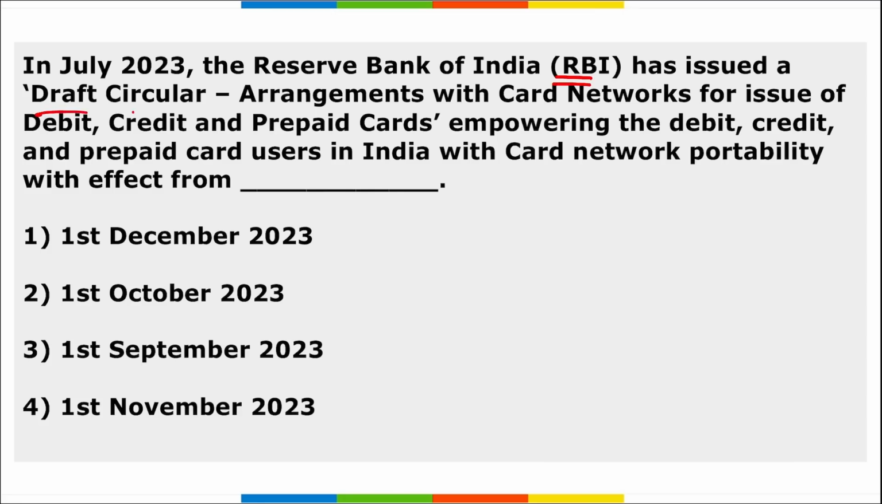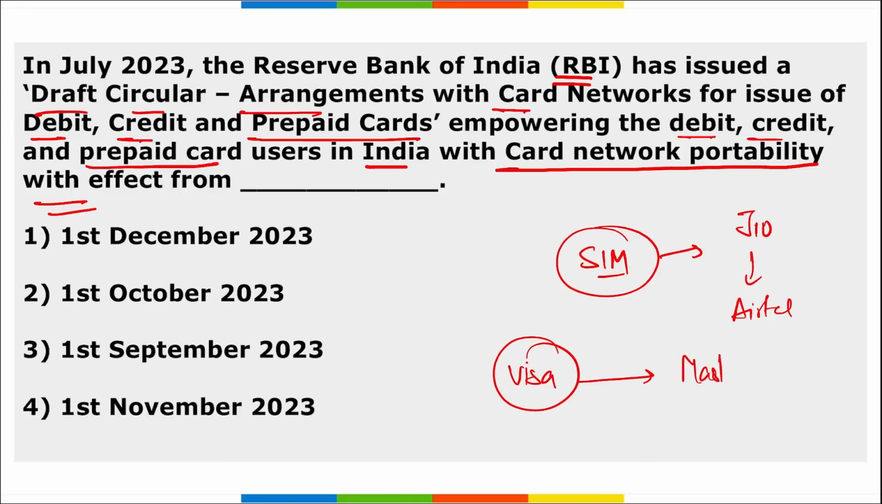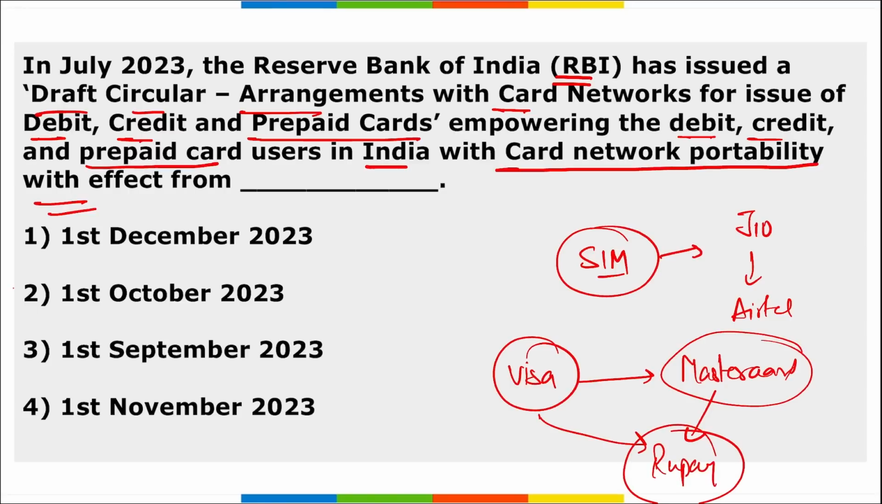Next, RBI, they issued a draft circular on arrangements with card network for issue of debit, credit and prepaid cards that empowers the debit, credit and prepaid card users in India with card network portability with effect from which date? So remember, as you used to port your SIM cards from one operator to another, say from Jio to Airtel or from Airtel to Jio, vice versa, correct? Similarly, now you will be able to port your card operators. For example, if you are having a Visa card, you can port it into MasterCard. A person having a MasterCard can port into Visa or vice versa, correct? So remember this. Similarly, in Rupay also you will be able to convert these cards and vice versa. So since when will this process be starting? It will be from 1st of October that this process will be starting, right? This means the users can port their network just like one can port their mobile service providers.